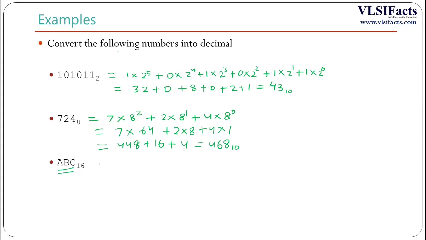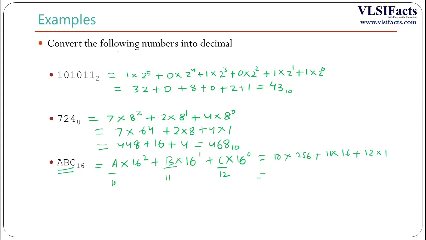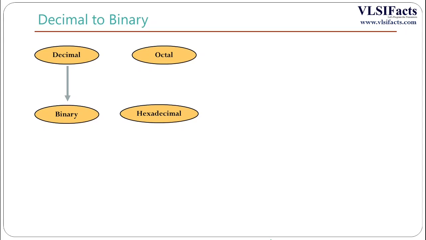Now we will convert a hexadecimal number to its corresponding decimal form. This number has also 3 digits. So A into 16 square plus B into 16 to the power 1 plus C into 16 to the power 0. Now in hexadecimal, A is 10, B is 11, C is 12. So we can write 10 into 256, 11 into 16 plus 12 into 1. This is equal to 2560 plus 176 plus 12, which is 2748 in decimal.